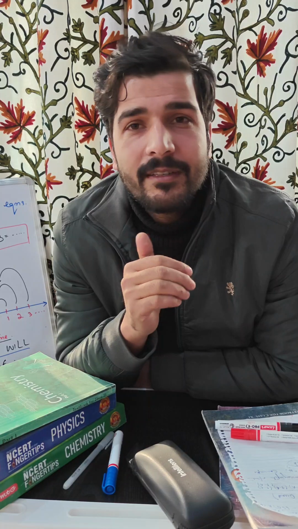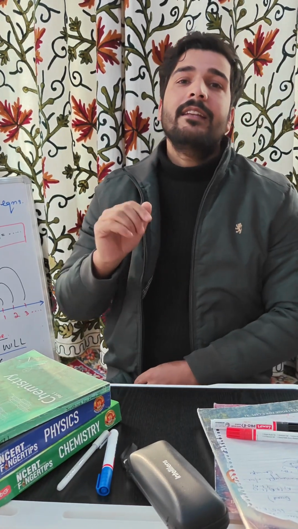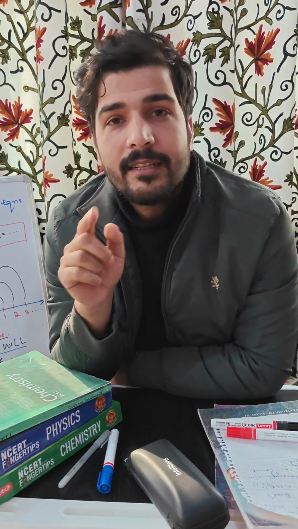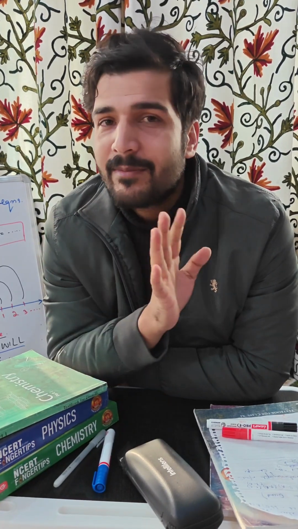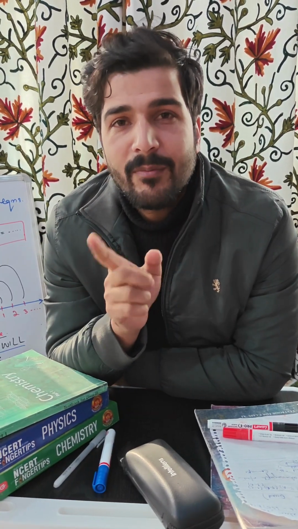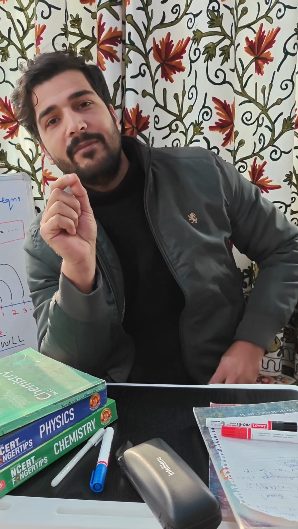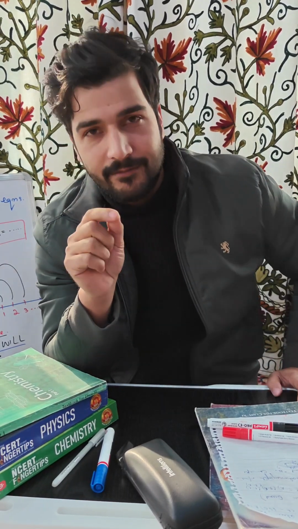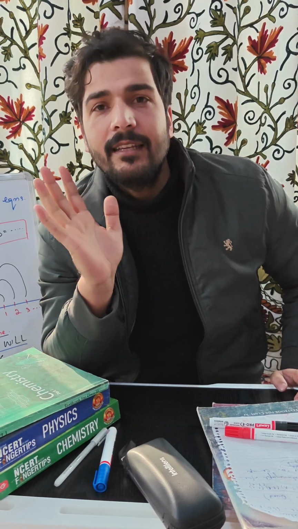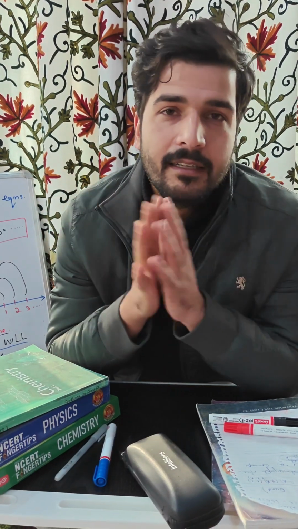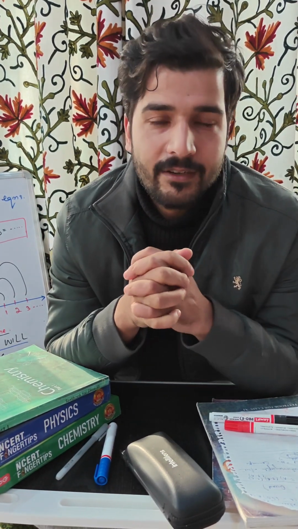He gave the concept that we can find the area of a cyclic quadrilateral by using the formula that is under root of s into s minus a, s minus b, s minus c, and s minus d, where s is the semi-perimeter. By semi-perimeter we mean half the perimeter of the cyclic quadrilateral, and a, b, c, and d are the sides of the cyclic quadrilateral.